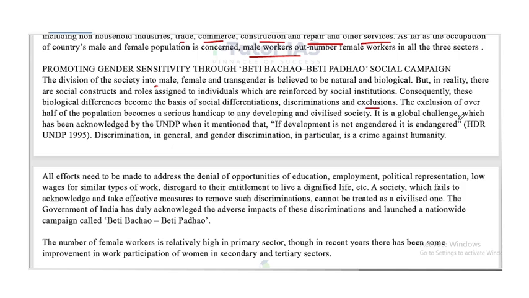It's a global challenge which has been acknowledged by the UNDP when it mentioned that if development is not engendered, it is endangered. Okay, so if development is not engendered, it is endangered. Okay, now discrimination in general and gender discrimination in particular is a crime against humanity.